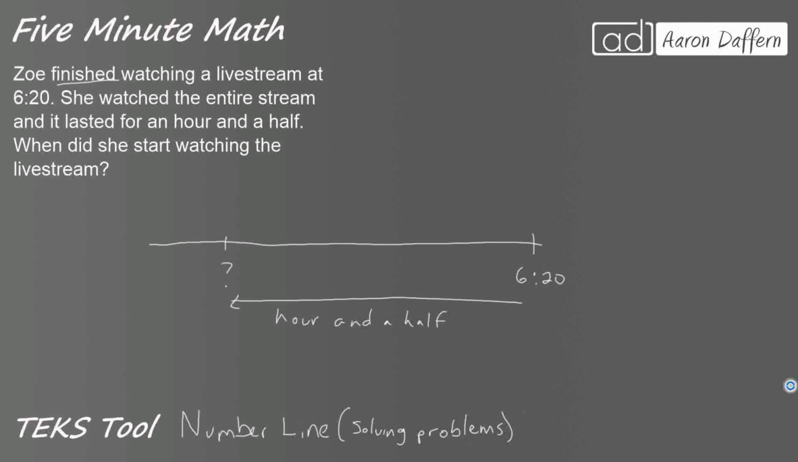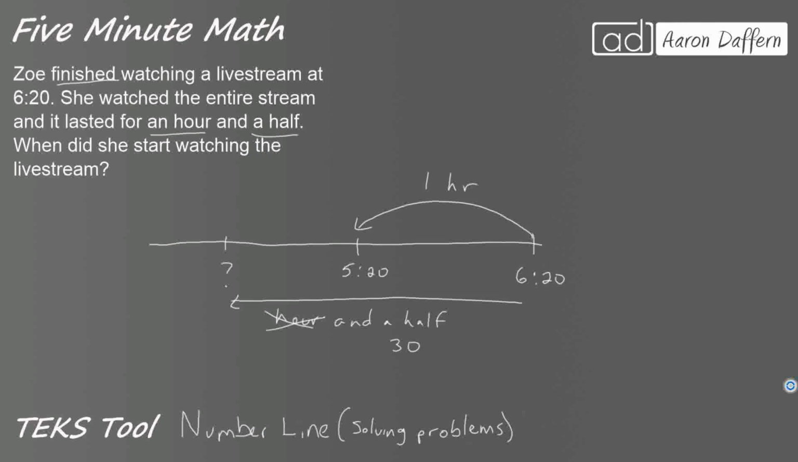So when did she start watching it? Well, since we're dealing with a time interval, we can also use a number line. Okay. So I want to break this up into two parts, an hour and a half. So I'm going to take one big jump and I'm going to mark that as 1 hour. So I've taken care of my hour. Now, what's 1 hour? I'm just going to change the hour from 6:20 down to 5:20. Now, the half, what is half an hour? That's 30 minutes. I can't go back 30 minutes without going over the hour.